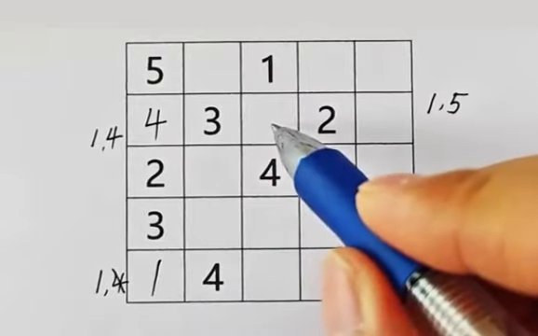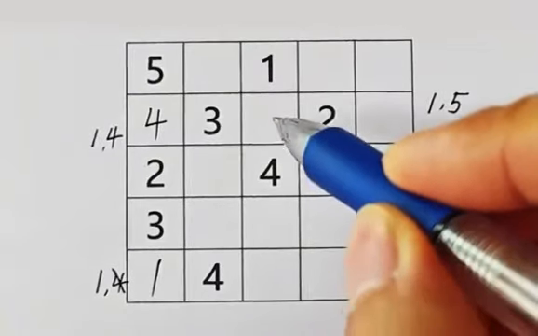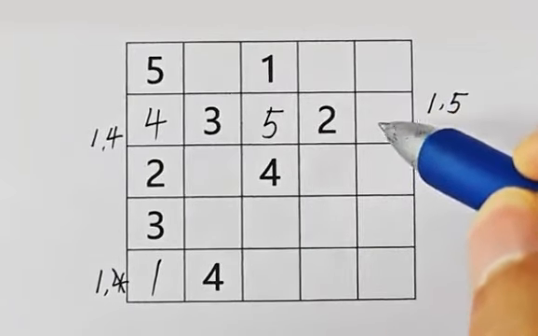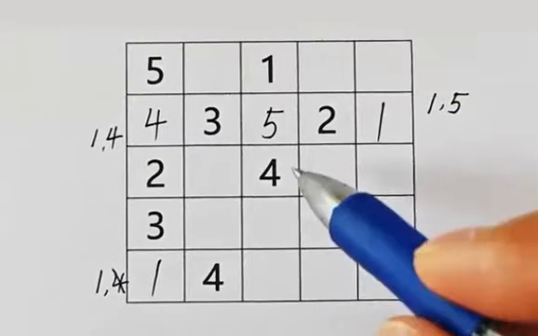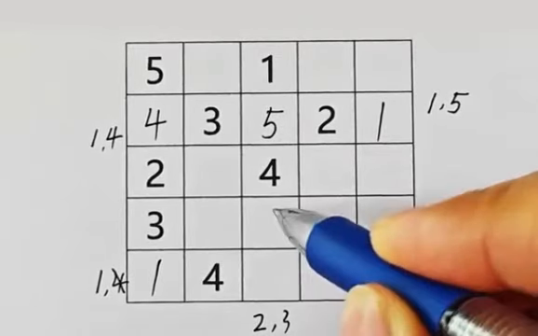We'll put 5 in this position. Look, there's already a 1 in the first column, so it can't be filled with 1. It can only be filled with 5. Then the remaining 1 goes here. Let's try again. 1, 5, 4. The remaining numbers are 2 and 3. How do we assign 2 and 3?